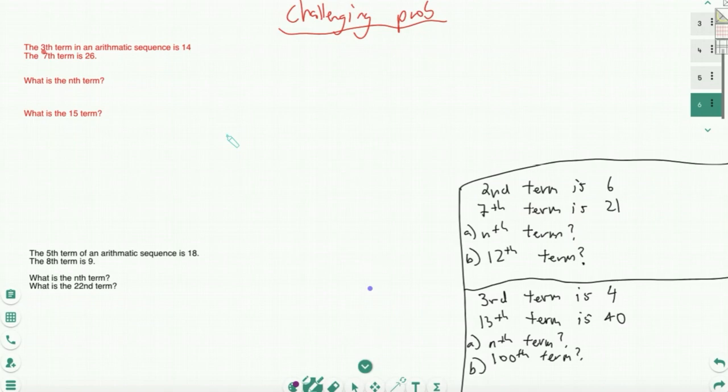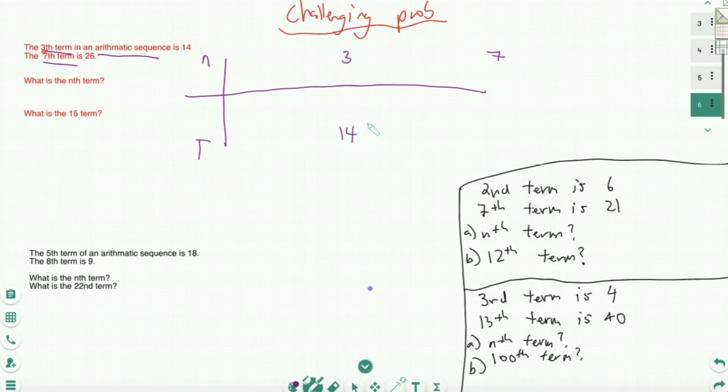All right, the third term in an arithmetic sequence is 14, and the seventh term is 26. What is the nth term and what is the 15th term? So, in our arithmetic sequence, we only know what the third term is and the seventh term is, and we got to find the nth term. Well, let's draw a little table out. N and T. In this problem, we only know the third term and the seventh term. The third term is 14. The seventh term is 26. Let's fill the rest of the table out. Let's draw some jump partitions.